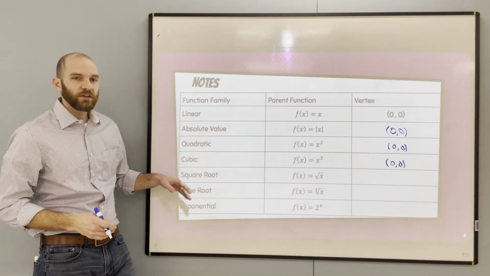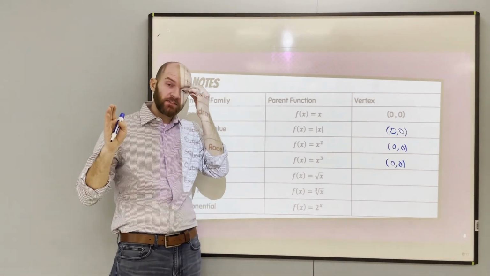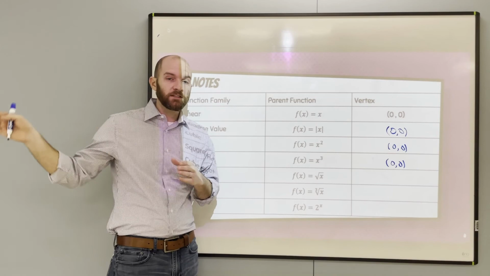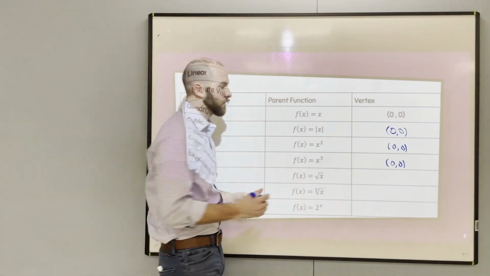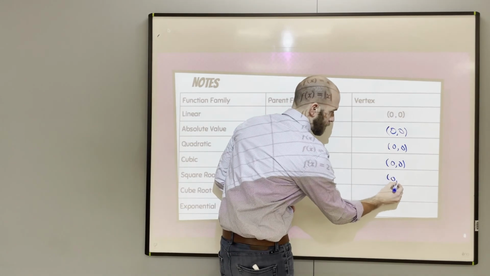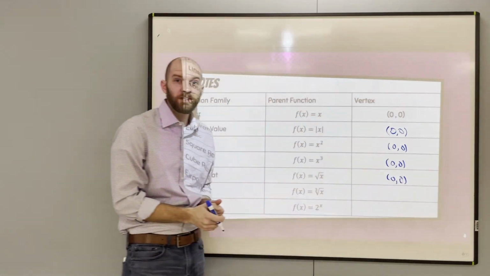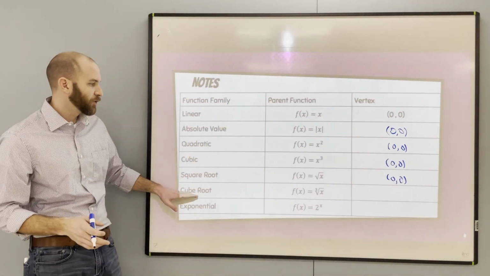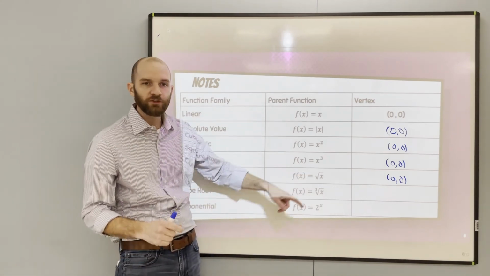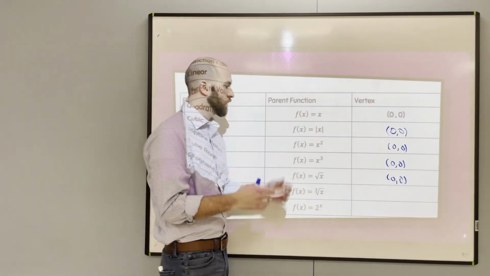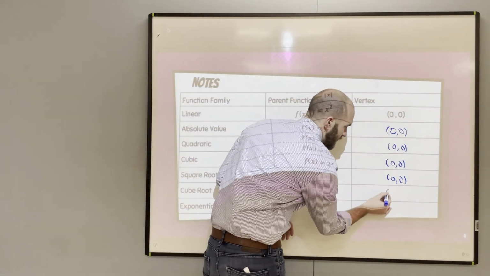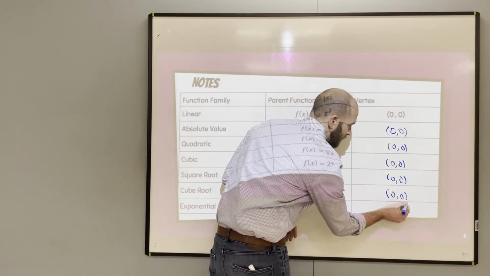The square root is a different type of function because it actually has a starting and a stopping point on the x-axis, but it starts here at the point 0, 0. Do we see a trend? Probably so. Cube root, it looks pretty similar to the square root, but we saw in the last video it actually continues all the way along the x-axis. We're going to take a look at that vertex point of 0, 0 as well.